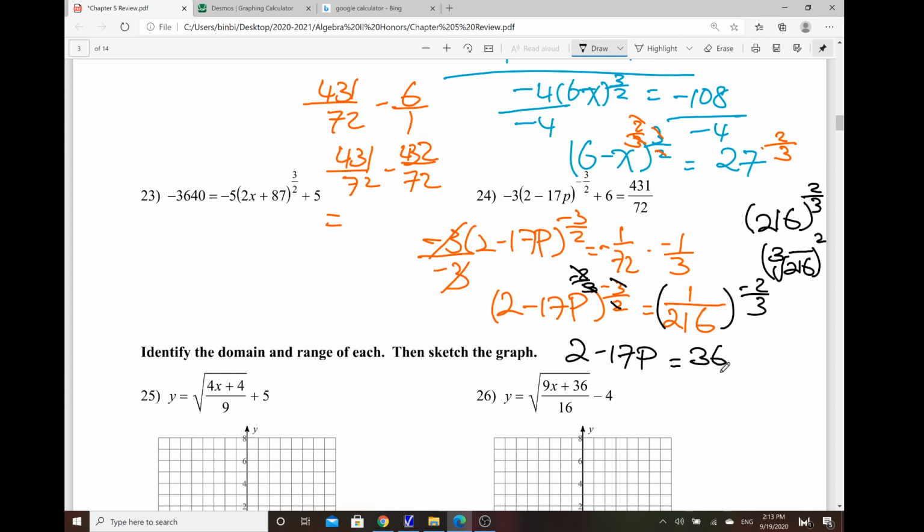And then right here, we just want to subtract 2 from both sides. So we do have positive 34. And then to solve for p, divide by negative 17. So p is what? Negative 2.